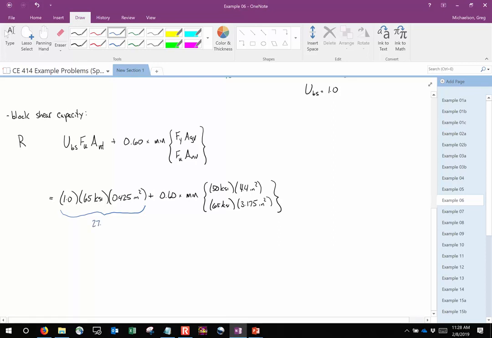All right, 27.6. Do I have a second on that? What are the units? Kips. There we go. Okay, so this equals 27.6 kips plus 0.6 times the minimum of what? So let's do each of these separately. What's the top one? 220 kips, and the lower one.